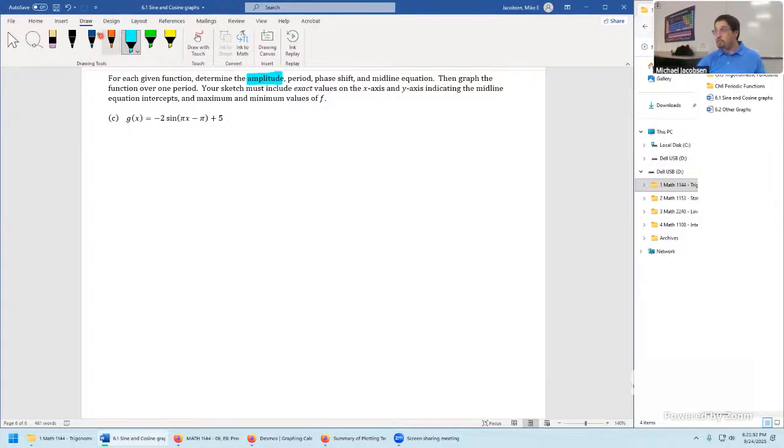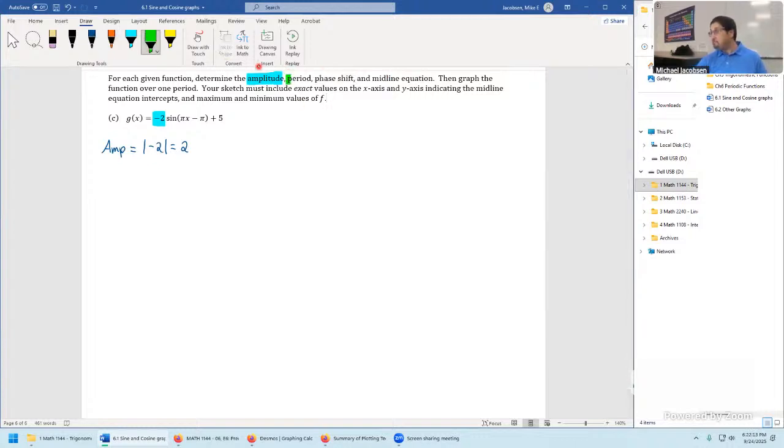You need the amplitude first for the y-axis. So AMP for amplitude is the absolute value of this number right here. So negative 2 goes in, comes out as positive 2, and that's one of the 4 parts we need right here.